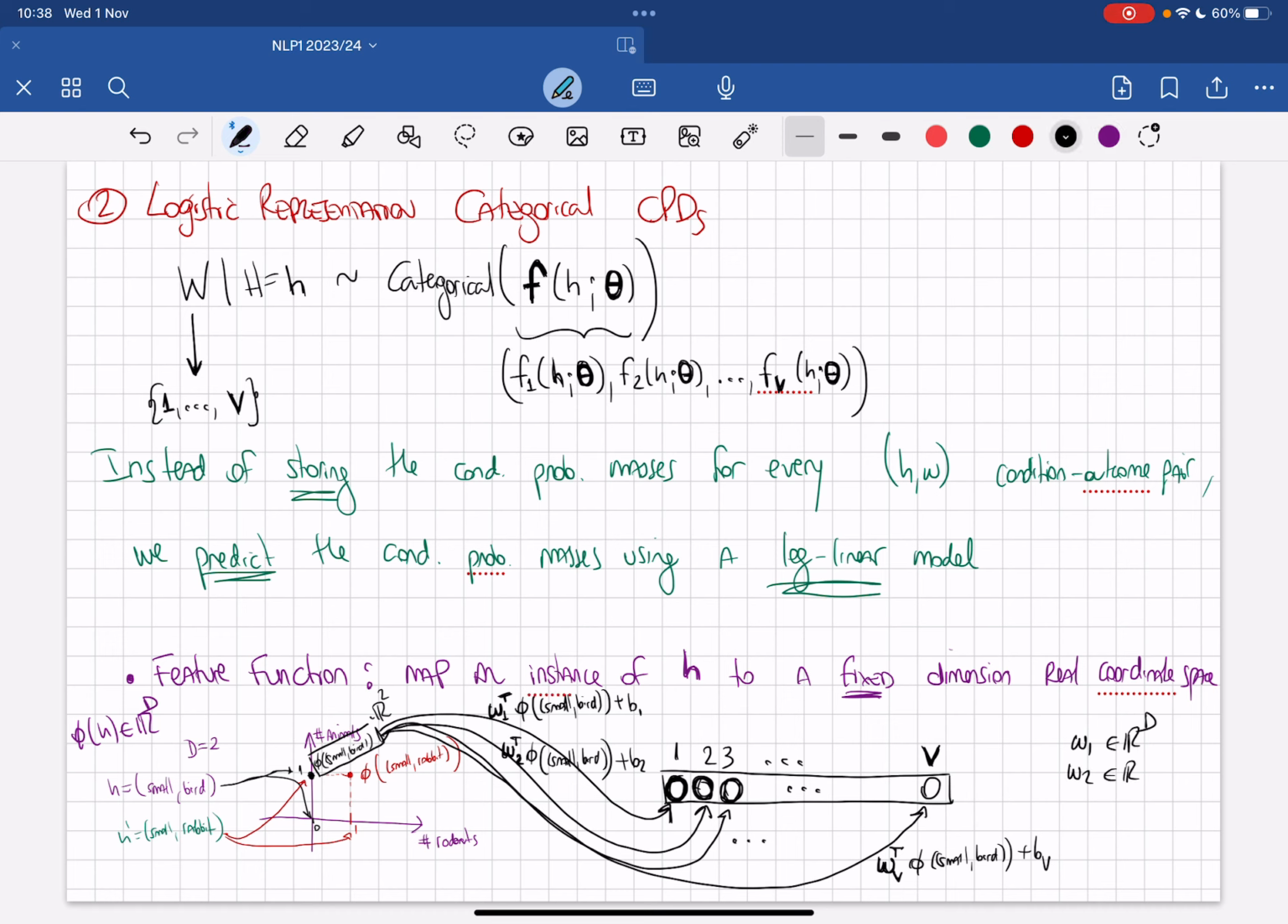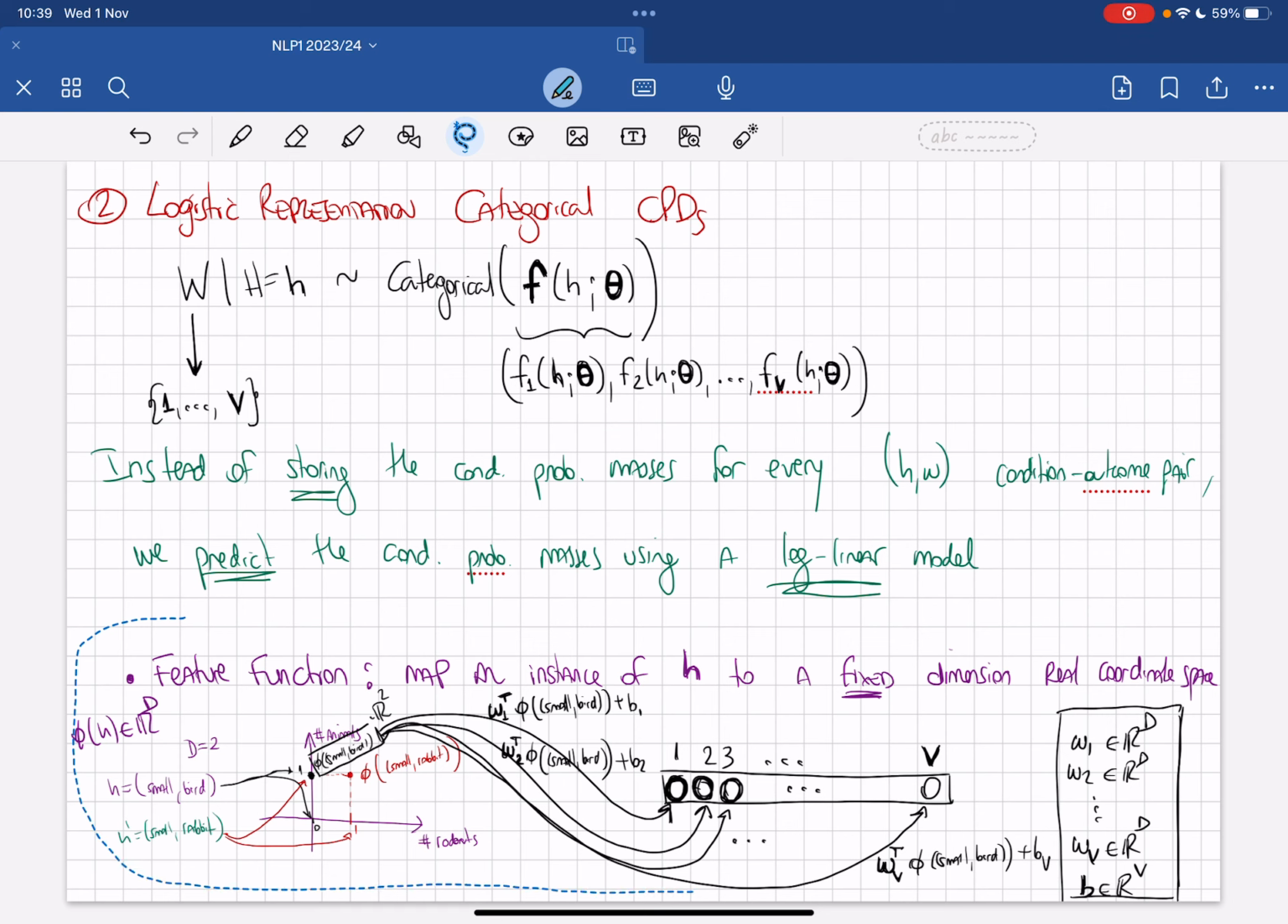W2 as well, and every one of the W's up until WV. And the B's are each scalars, so if I put all B's together, that makes a V-dimensional vector, because we have a total number V of scalars. These correspond to the parameters of my linear model that predict these things that will be related to the probabilities that we're looking for. They aren't the probabilities themselves. They aren't the probabilities because they aren't constrained to being probabilities.